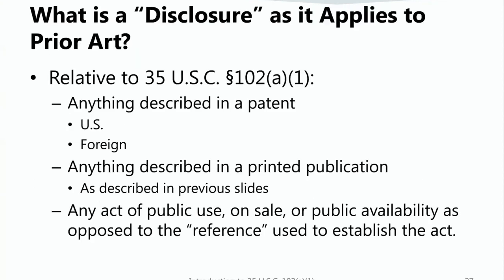The other term is disclosure. In the language of patents, the word disclosure can mean slightly different things depending on the context in which it is used. In the context of Section 102(a)(1), the word disclosure is referring to anything described in a patent or printed publication. For the public use, on sale, or public availability categories, it is referring to the actual act of public use, on sale, or public availability as opposed to the reference used to establish the act.